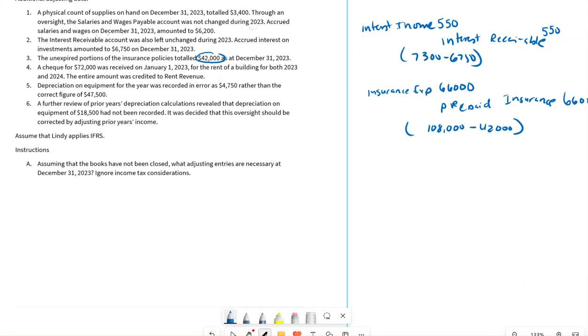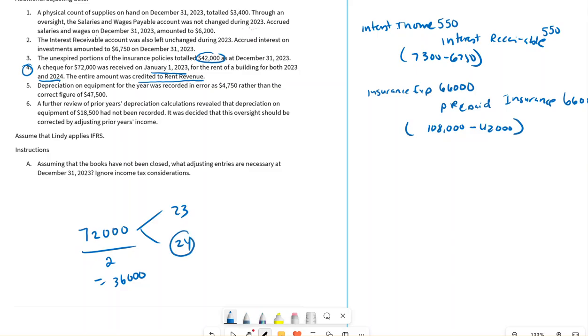Going further, number 4. What they're saying is a check was received on January 1st, 2023 for the rent of the building, for both 23 and 24. The entire amount was credited. In this case, they told us the rent is 72,000. It is for both 23 and 24. If I have 2 years, I divide it by 2, so that is my 36,000. Some is my rent that belongs to 23, some belongs to the following year.